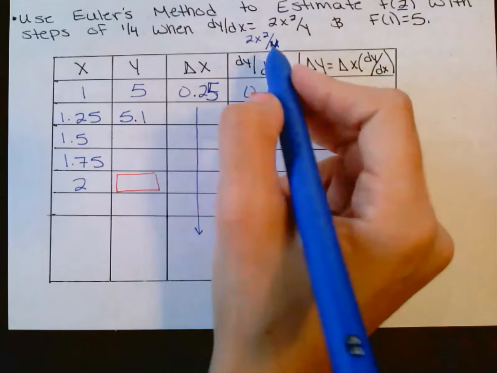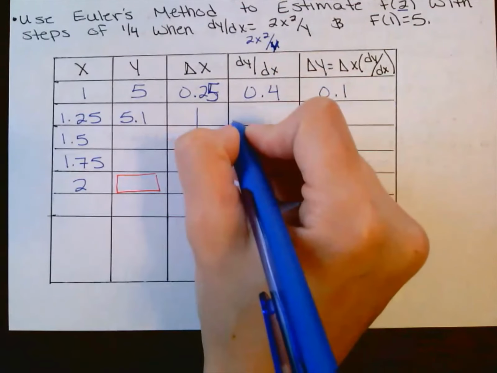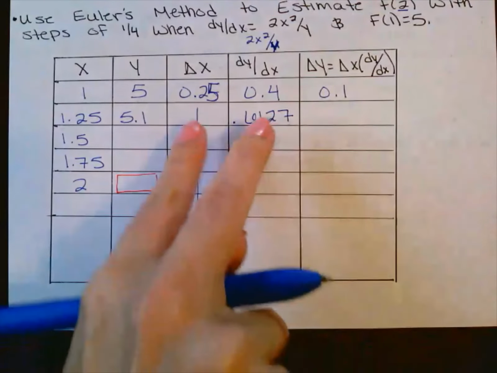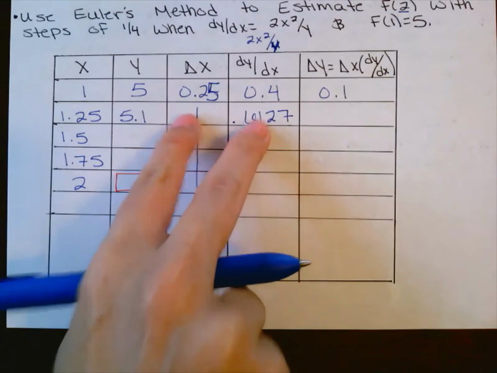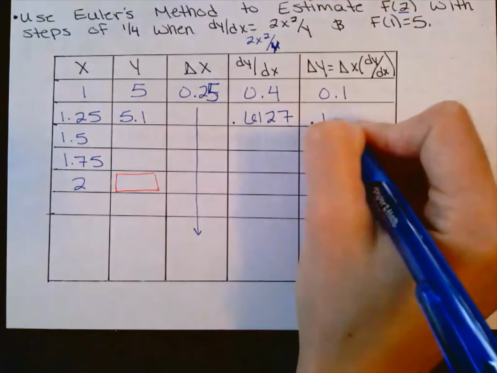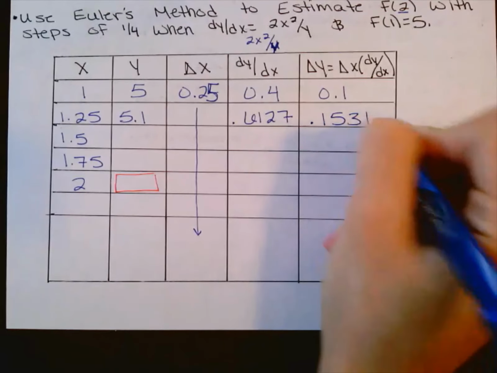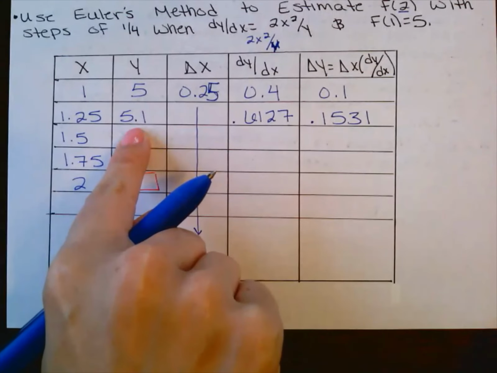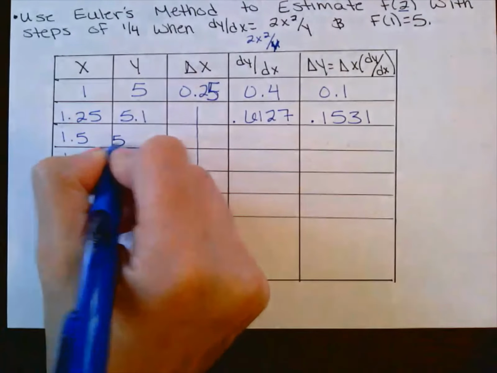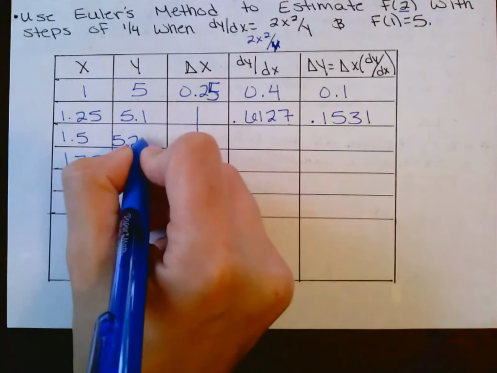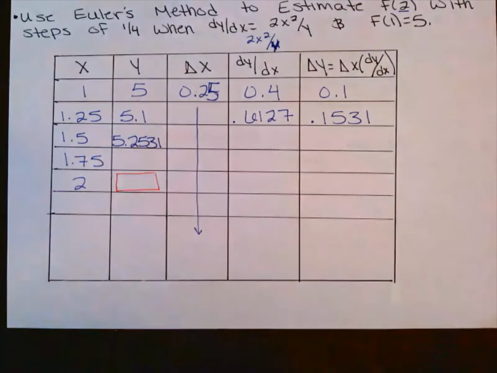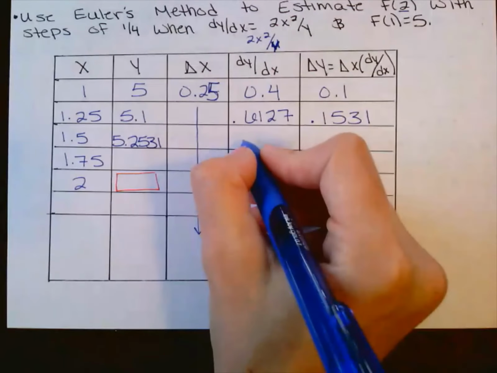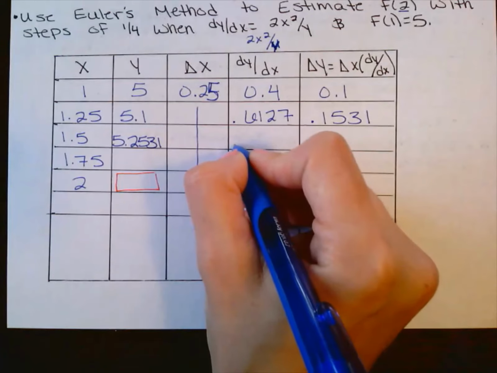Okay? Now plug that x and y in here. When I clean that out, you're going to need a calculator for this one. It's 0.6127. Multiply these two together, and I get 0.1531. That is my change in y. I'm going to add that here, and I'm going to end up with 5.2531.